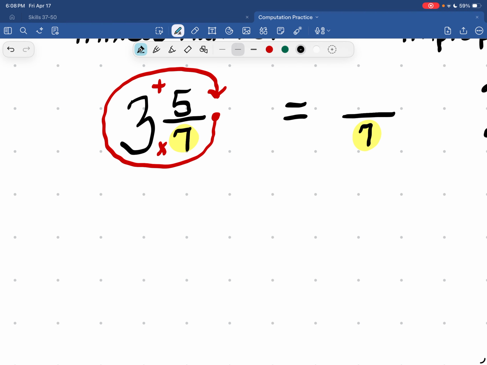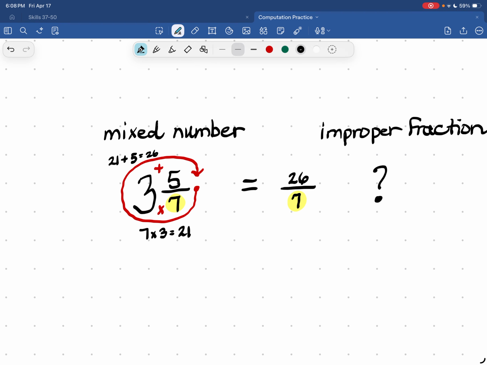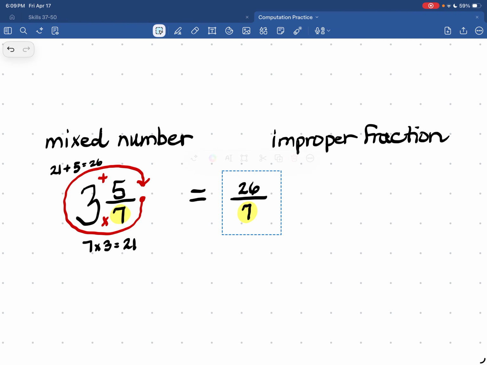So here's how you make the number MAD. You do 7 times 3. That's 21. And then 21 plus 5 is 26. So this mixed number, 3 5/7, is equal to the improper fraction 26 over 7. And we'll do some more.